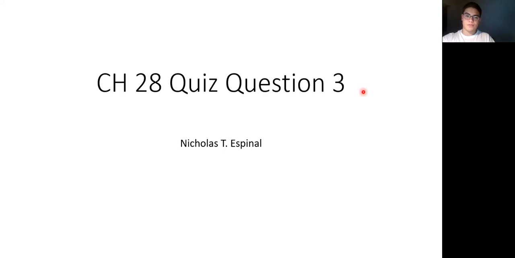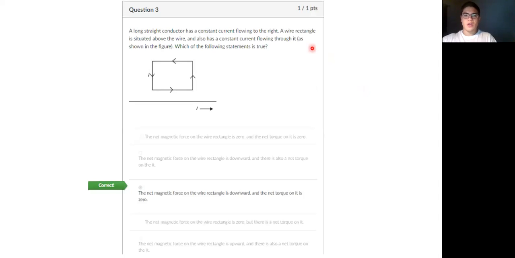This is the third question from my Chapter 28 quiz, and this is what it asks. A long straight conductor has a constant current flowing to the right. A wire rectangle is situated above the wire and also has a constant current flowing through it, as shown in the figure. Which of the following statements is true?